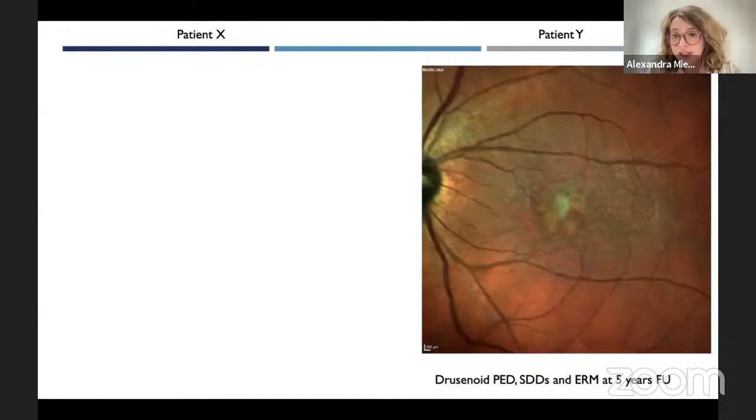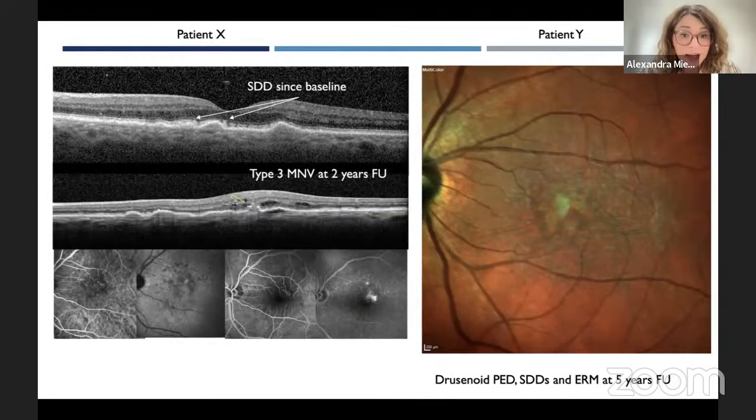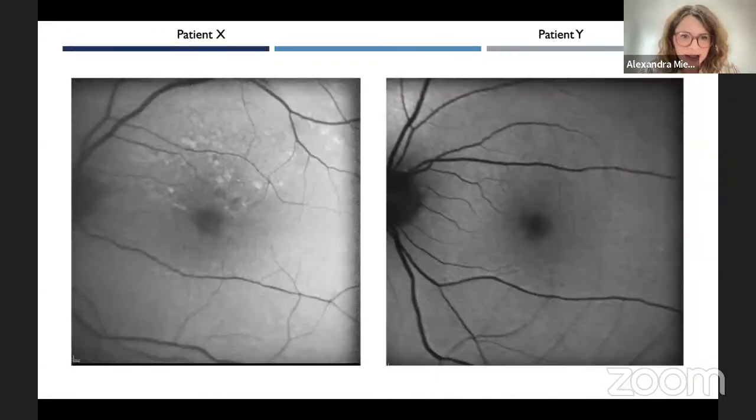So if we look, for example, at 5 years follow-up, patient Y develops this epiretinal membrane. We can see some SDDs, we can see some drusenoid PEDs, but if we look closely at the first OCT from patient X, he actually had subretinal drusenoid deposits, so reticular pseudodrusen, since baseline. And then he developed type 3 neovascularization. Of course, we know that SDDs are a risk factor for developing type 3 macular neovascularization with a very typical presentation on conventional angiography, as you can see here.